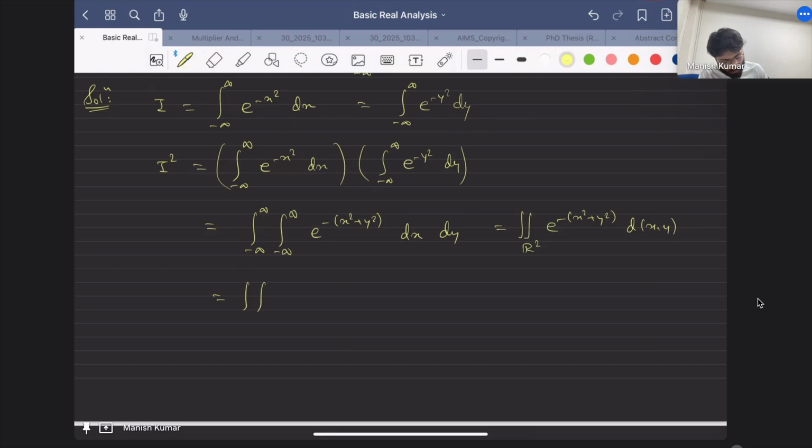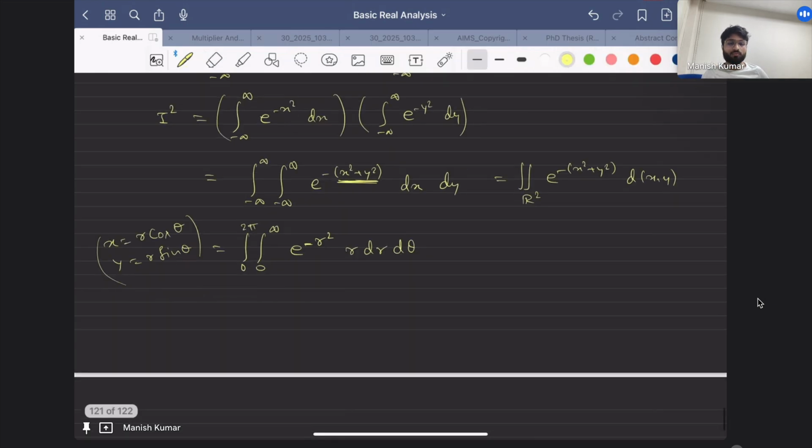So x is r cos theta, y is r sin theta. So x square plus y square is r square, and then the area element is r dr d theta. Now r is varying from 0 to infinity, and theta is varying from 0 to 2 pi, right? And now it becomes very simple to evaluate this integral, because now you can again do a change of variable. So this is 0 to 2 pi, and anyway I can just write 2 pi, because it's independent of theta.